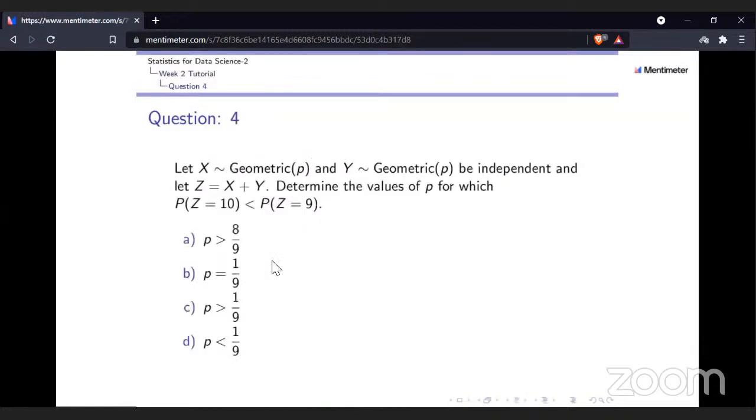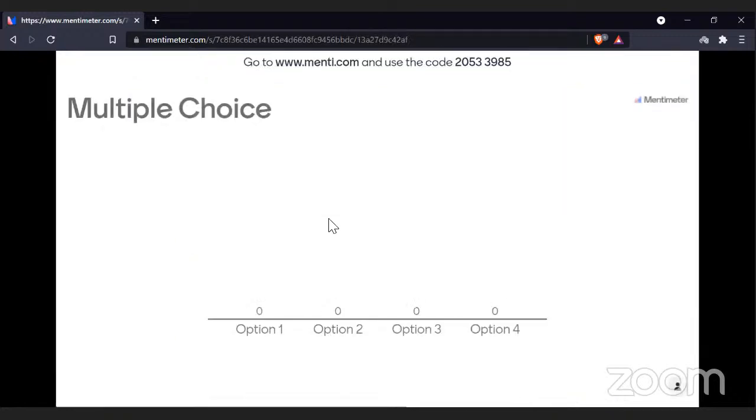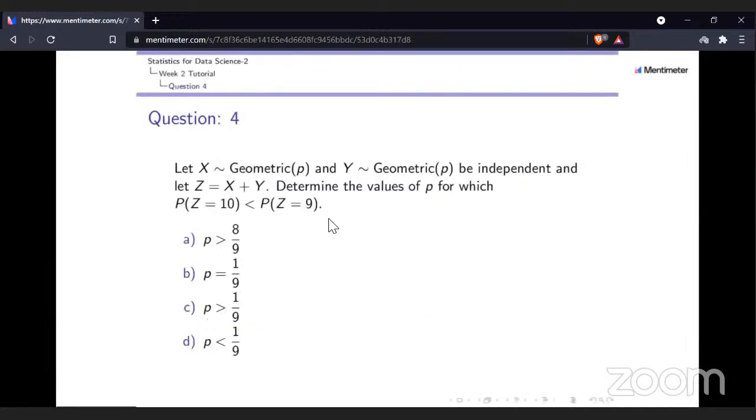It is a continuation from the previous question. Again, x is geometric p, y is geometric p, and they are independent, and you are taking z to be x plus y. Now you have to determine the values of p for which probability z equals 10 is less than probability z equals 9.